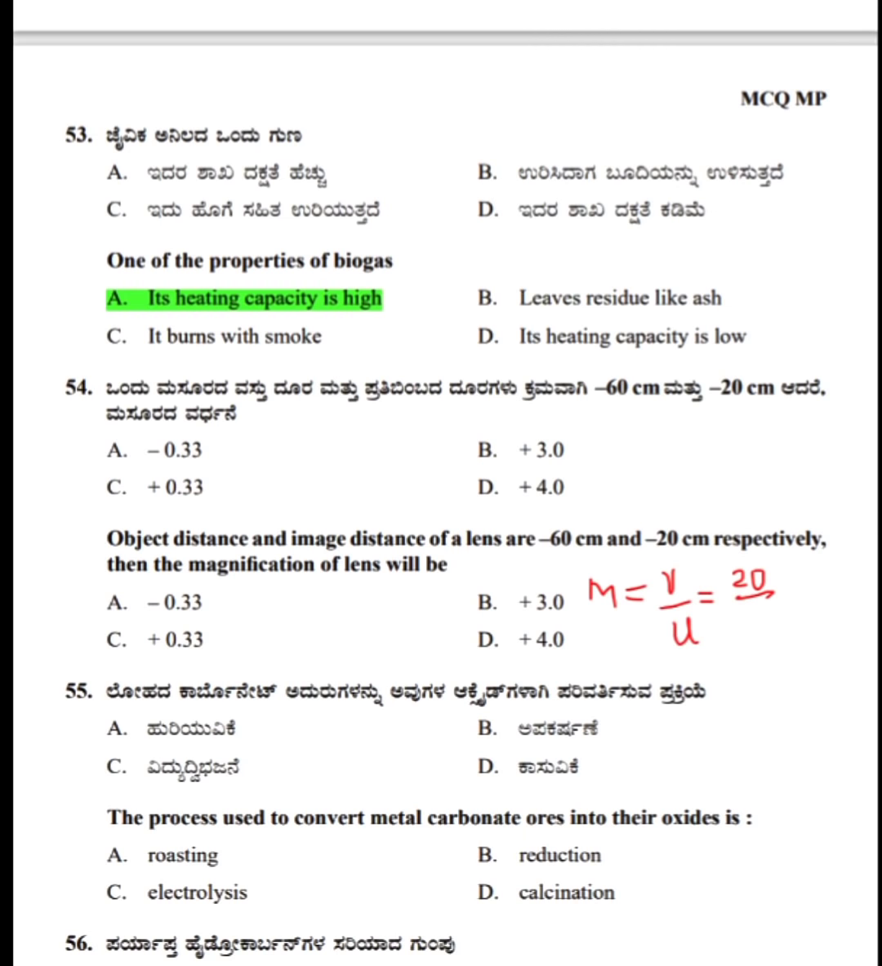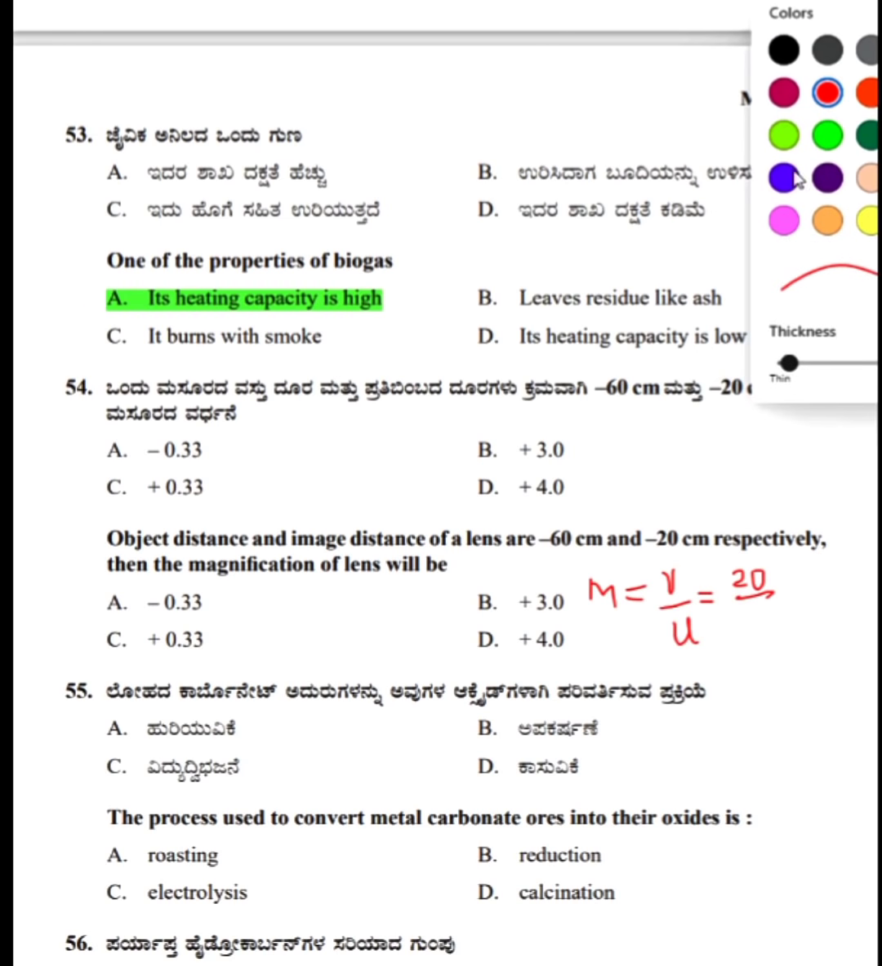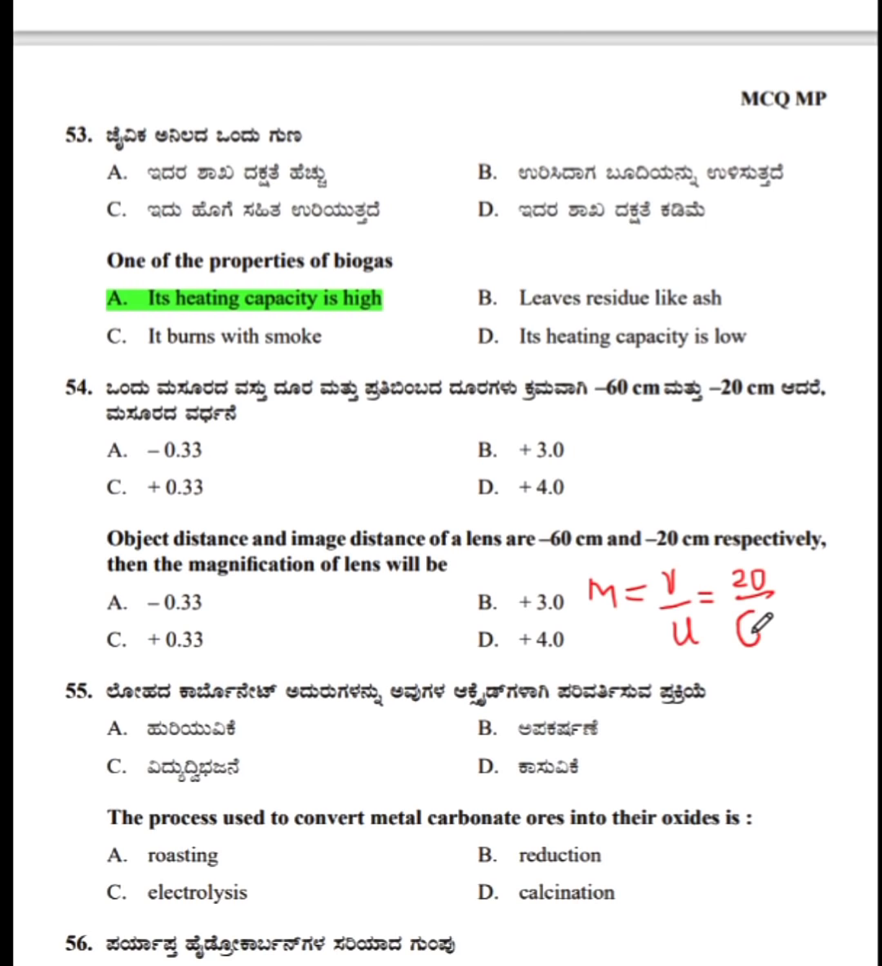0 and 0 will cancel out. We get 2 by 6, which is equal to 1 by 3. 1 divided by 3 gives 0.33. That is, the correct answer is option C, plus 0.33. Therefore, the magnification of the lens is plus 0.33.